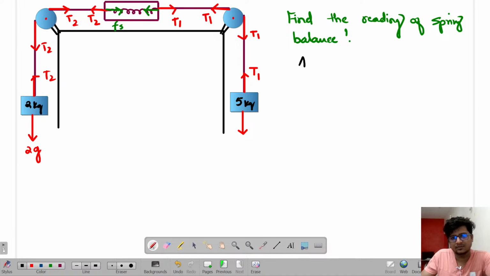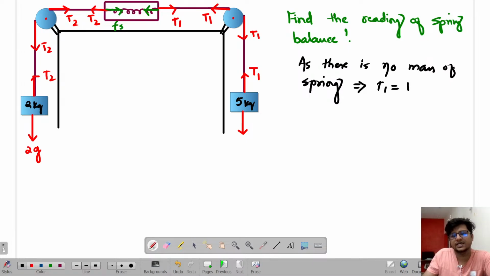As there is no mass of the spring, this T1 is exactly going to be what? T2, and the spring force will be the same over here.